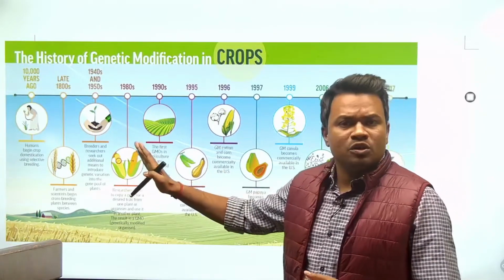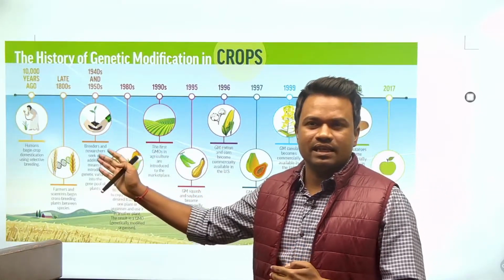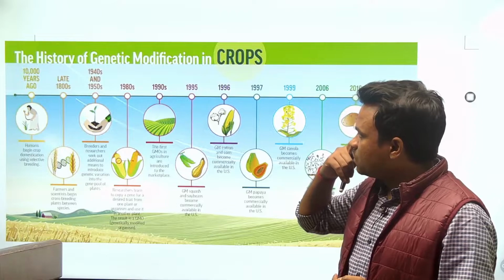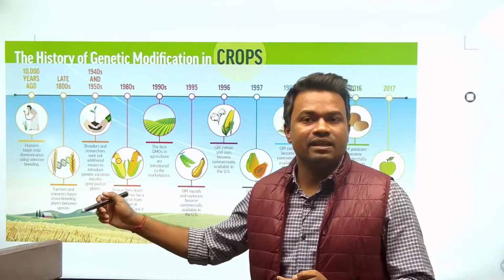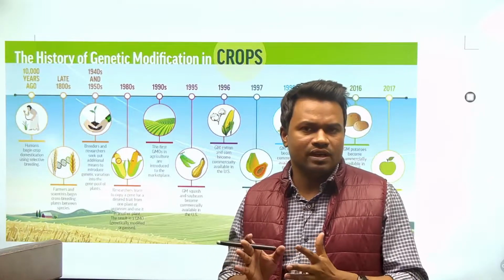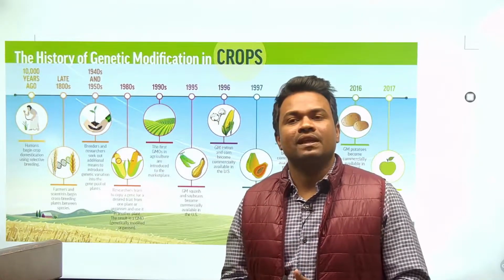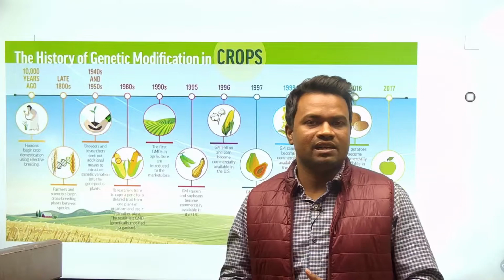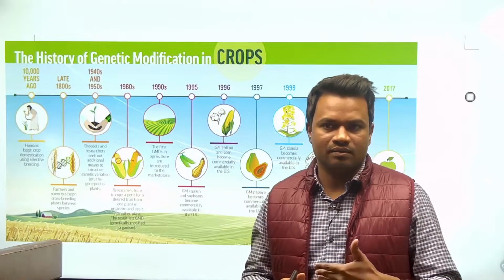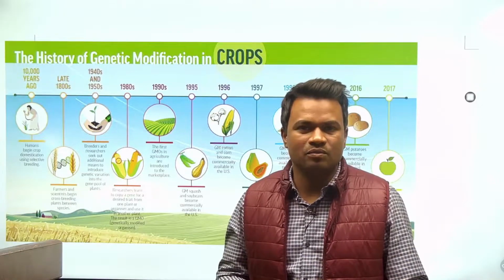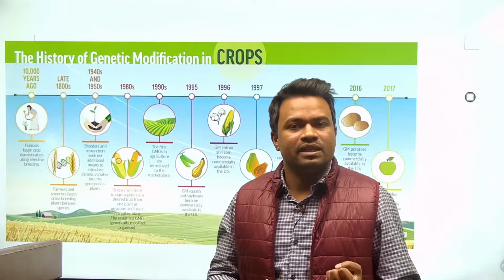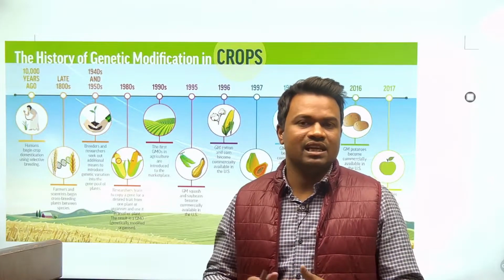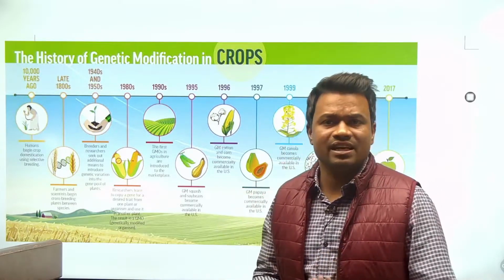Not much was achieved in the next 100 years, but we can see the major development that took place in the 1980s, when for the very first time, in California, a genetically modified tomato was developed as a GM variety. We need to remember that tomato was the first variety developed through genetically modified or genetic engineering techniques.